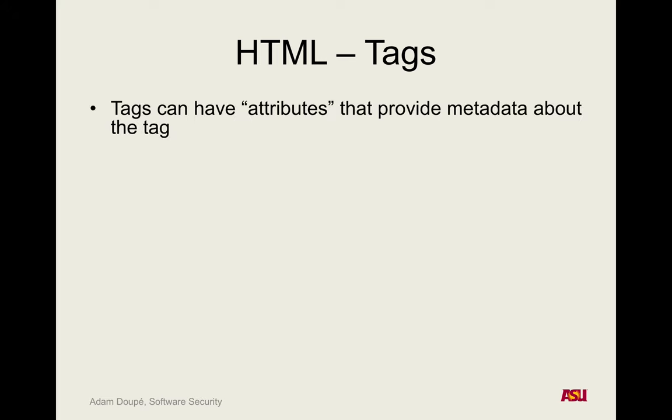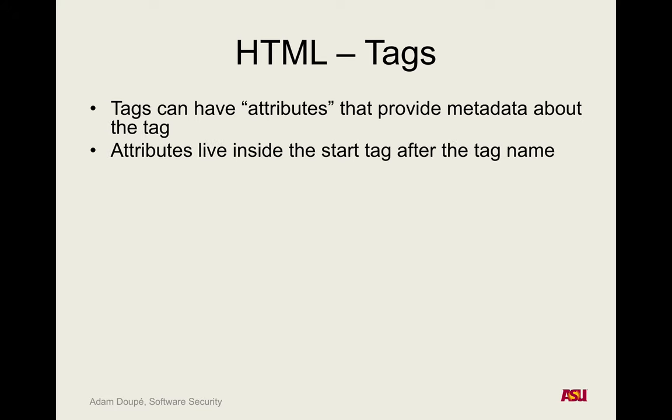All kinds of attributes. These attributes provide metadata about the tag. Attributes essentially live inside the start tag after the tag name. There are four different types of syntax, which makes this super confusing, but you kind of get used to it if you look at these things.